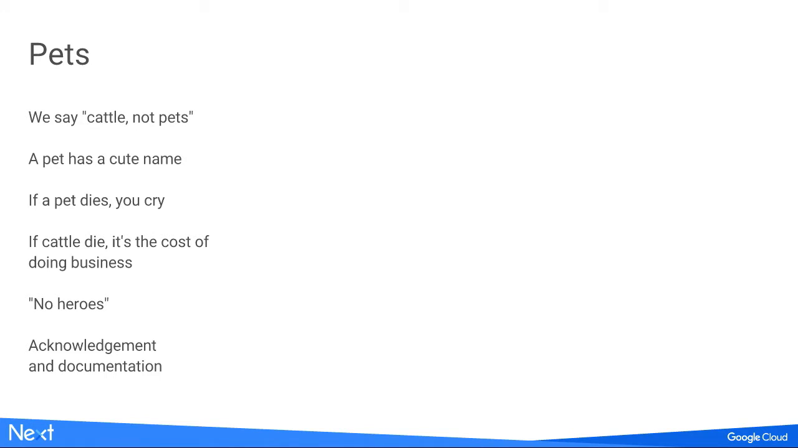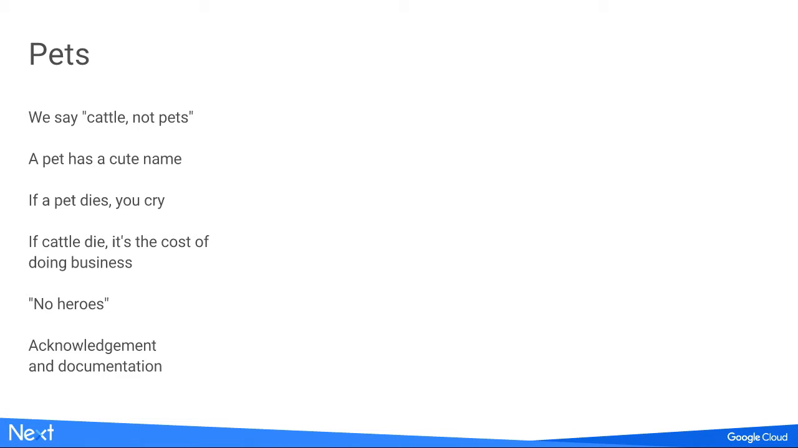So what we say in the cloud is that we prefer cattle, not pets. This is just how we think about the subsystems that compose our service. The classic one is a VM, right? A pet is a nice thing, and you probably have some subsystems in your service that have cute names and everybody knows what they are, and people refer to them by name. And if they die, then you cry. You're very sad.